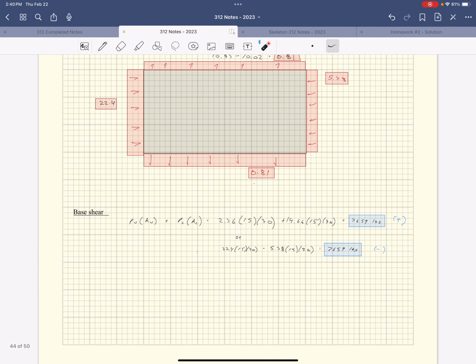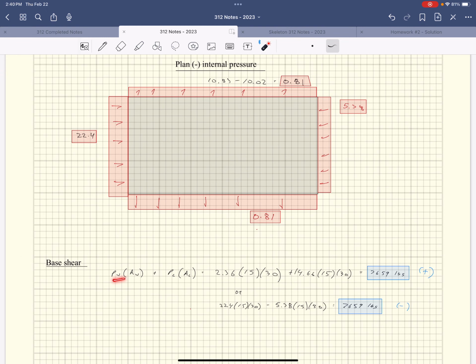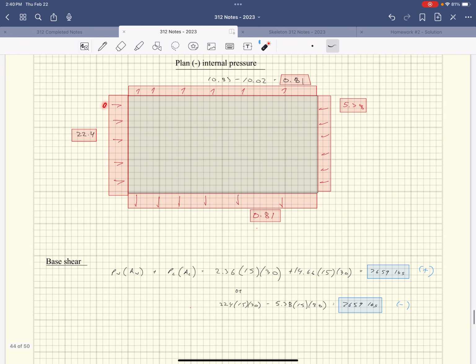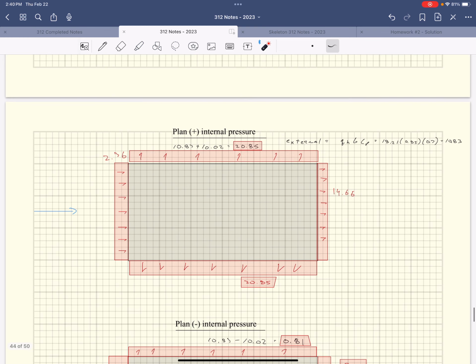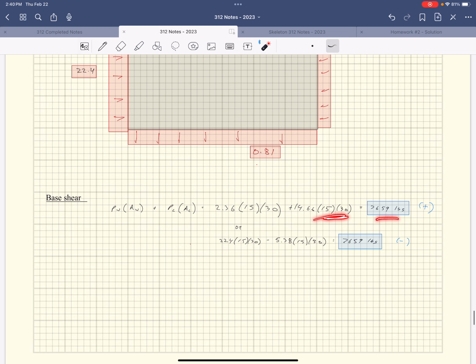Then we calculated the base shear, right? You can calculate the base shear from this. You take that pressure and you multiply it by the area in which it acts. So that pressure multiplied by that area, which is 15 times 30. And then this backside over here, actually this is the case here, you have 14.66 times that area, and you get 76.59, okay? Or you could do it for this one.